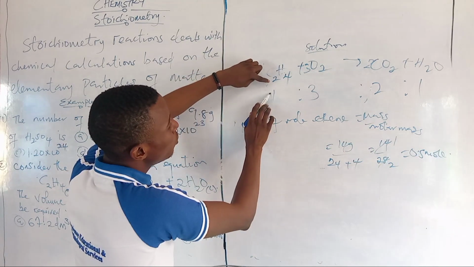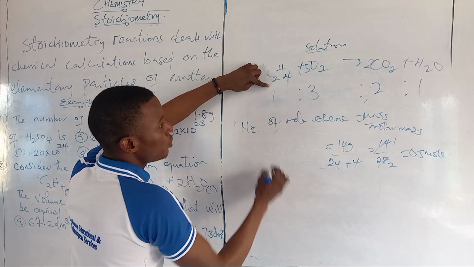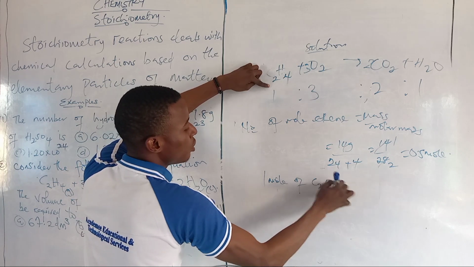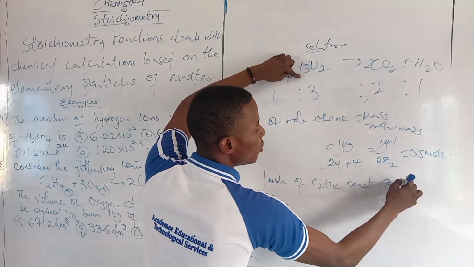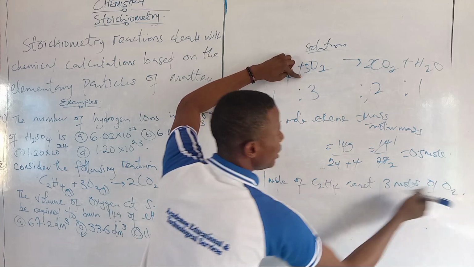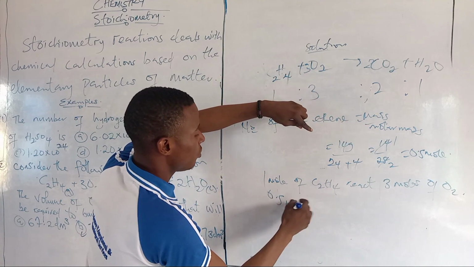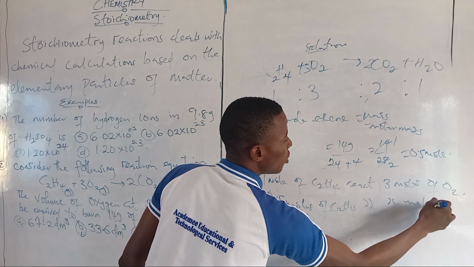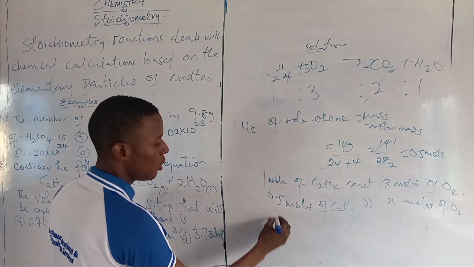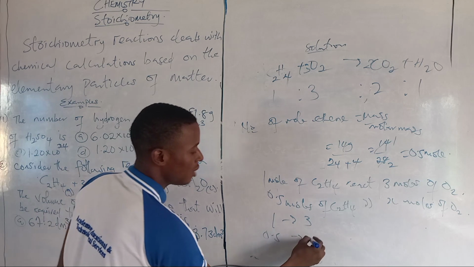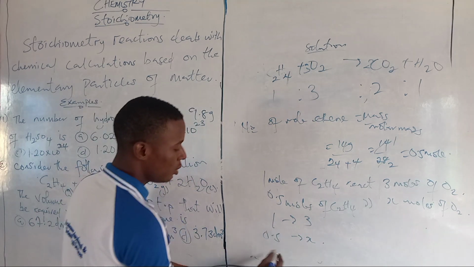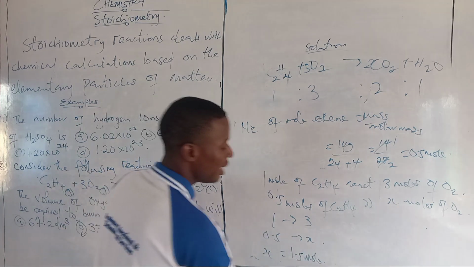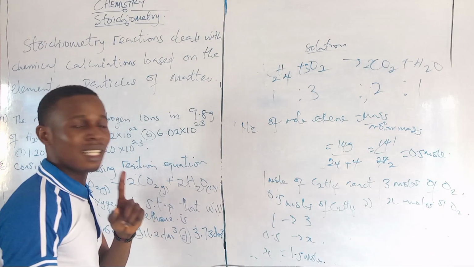But coming here, 1 mole of ethane, C2H4, reacts with 3 moles of O2. Then 0.5 moles of ethane, C2H4, will react with x moles of O2. So let me write the short form here. 1 reacts with 3, 0.5 reacts with x. If you cross multiply, 1 times x is x, and 0.5 times 3 gives us 1.5 moles.